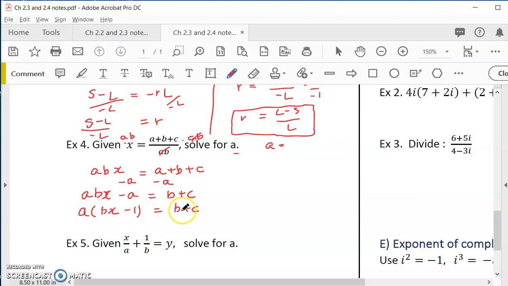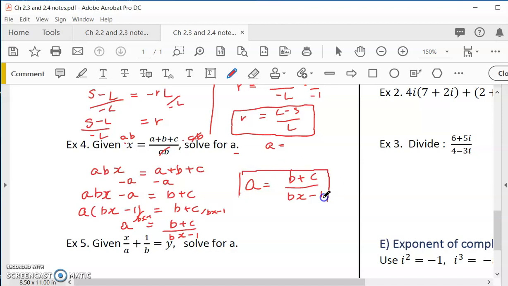Now A times this is equal to b plus c, so A equals what? I would divide by this, bx minus 1 divided by bx minus 1. So A is equal to b plus c divided by bx minus 1, and I'm done. So that's the answer for that one. And notice that there is no A on the right-hand side.